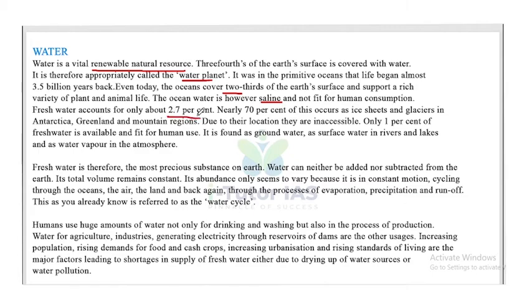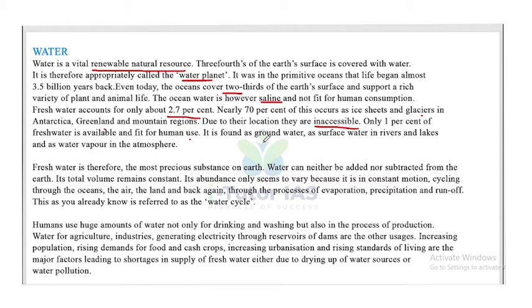So, the amount of fresh water available is only 2.7%, and nearly 70% of this occurs as ice sheets and glaciers in Antarctica, Greenland and mountain regions. Due to their location, they are inaccessible. So this 70% of water is very hard to access.